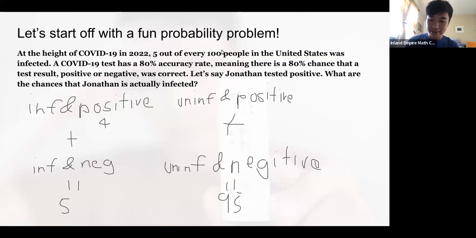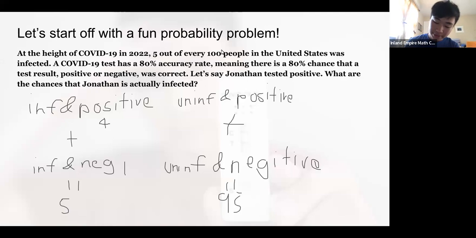And then on the other hand, we have infected and negative, which is going to be 1, since there is a 20% chance, and 20% of 5 people is going to be 1 person. So if you have 100 Americans, 4 of them are going to be infected and positive, 1 of them is going to be infected and negative.